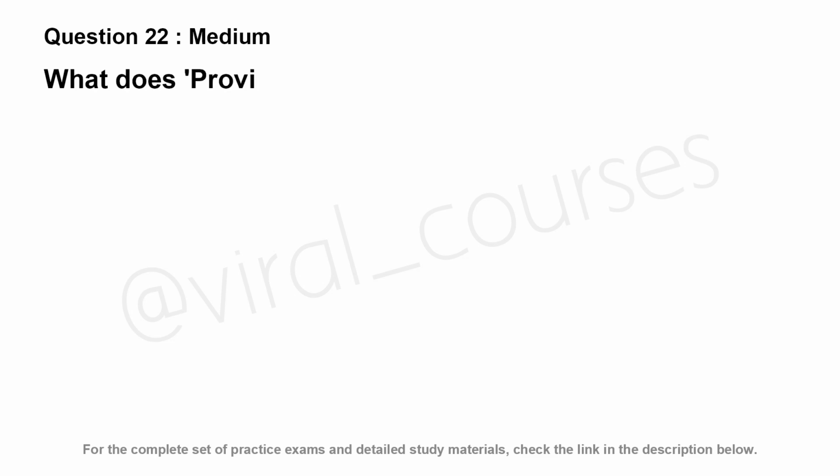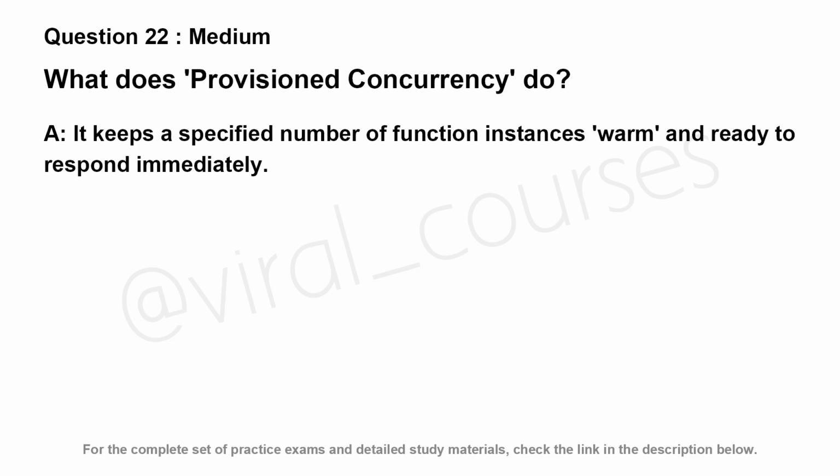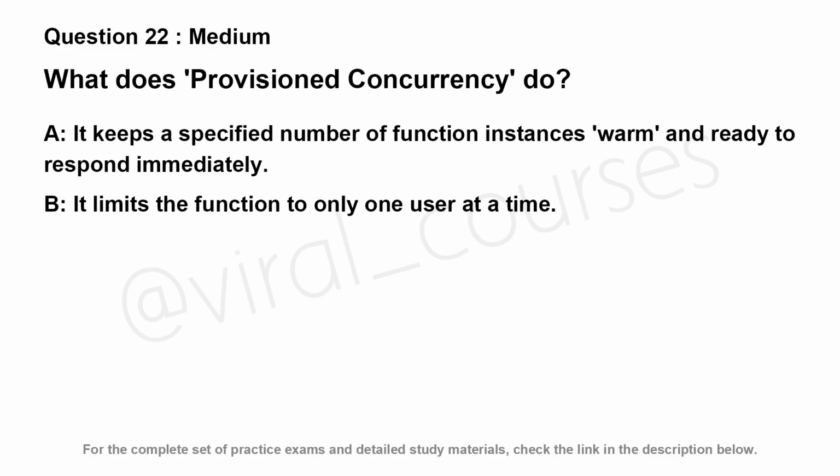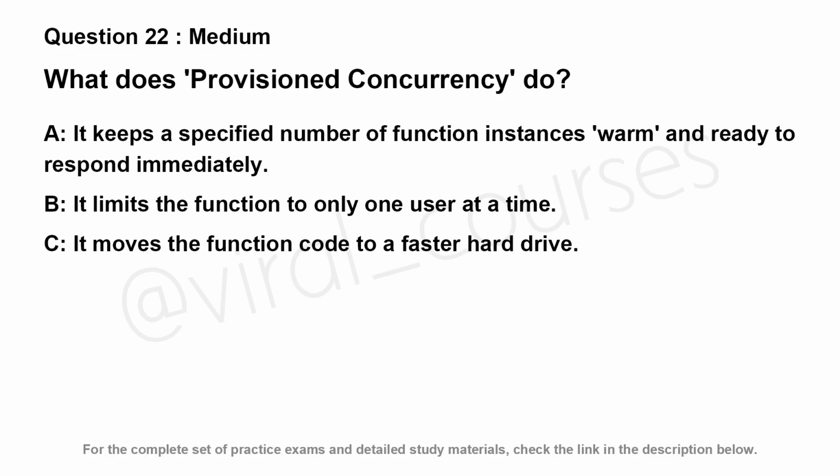What does provisioned concurrency do? Option A, it keeps a specified number of function instances warm and ready to respond immediately. Option B, it limits the function to only one user at a time. Option C, it moves the function code to a faster hard drive. Option D, it encrypts the function's logs.